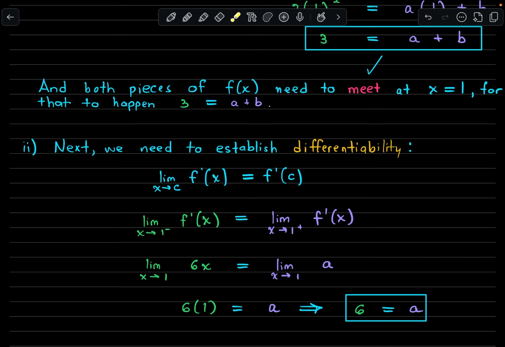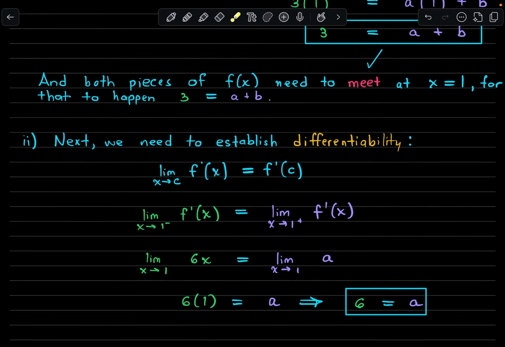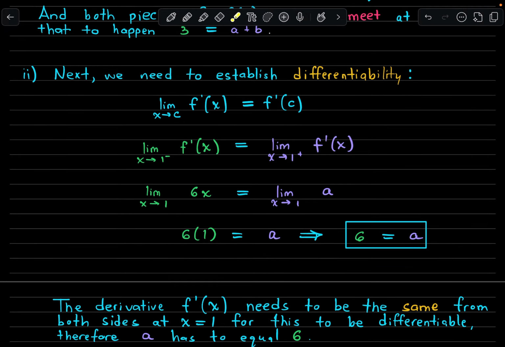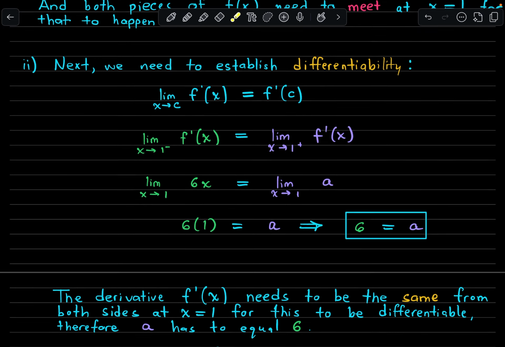So from the first part, when we're trying to establish continuity, both pieces of f of x need to meet at x equals 1. For that to happen, 3 has to be equal to a plus b. And now the derivative needs to be the same from both sides at x equals 1, and that means a has to equal 6, okay?